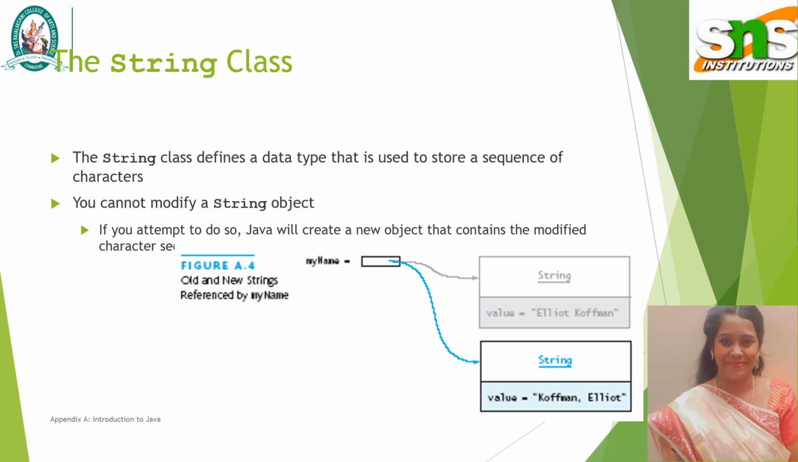The next one is the String class. The String class defines a data type that is used to store a sequence of characters in Java. A string object cannot be modified directly. If we attempt to modify a string object, a new object is created that contains the modified characters. This is all about the control flow structures and the String class in Java.